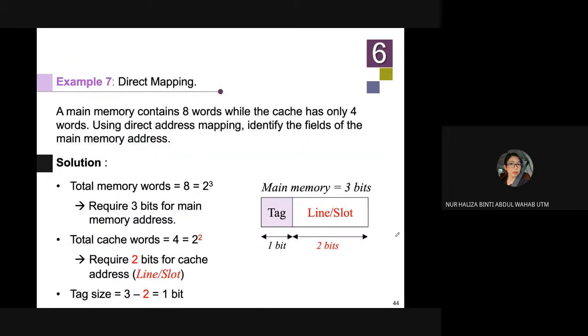Please look back at the example of how you're going to calculate, how you're going to define how many bits for tag, how many bits for line. So let's say you are given a main memory containing 8 words. Again, I want to remind you, please make sure you see whatever is behind the numbers.